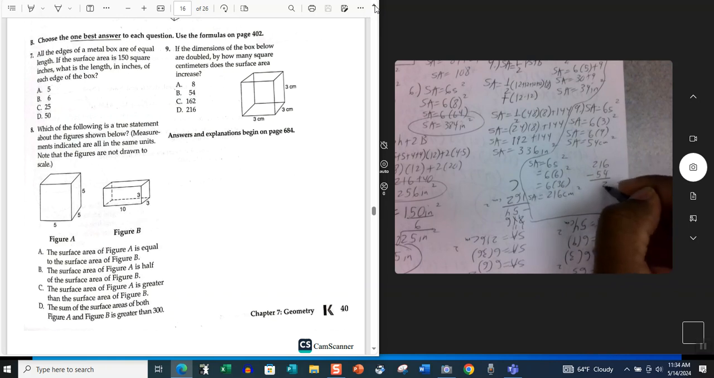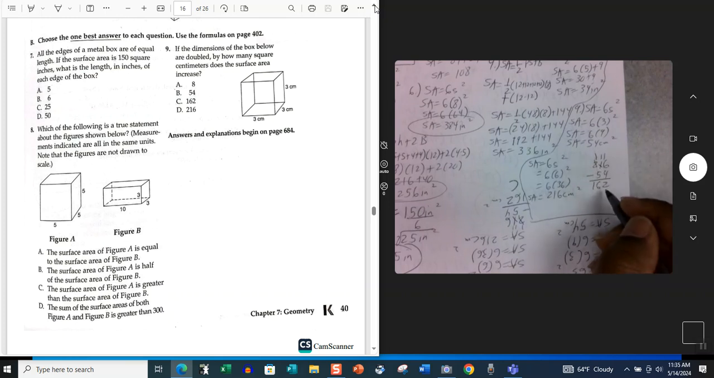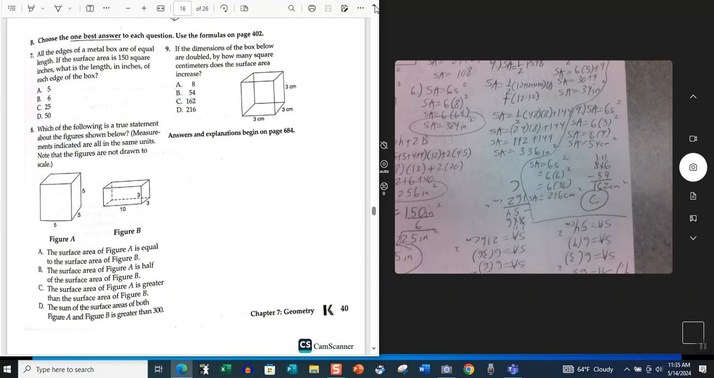So when we subtract this, this would be 2. We make this 11. 11 minus 5 is 6. So it'd be 162 square centimeters, which would give us C. So our answer here is C.